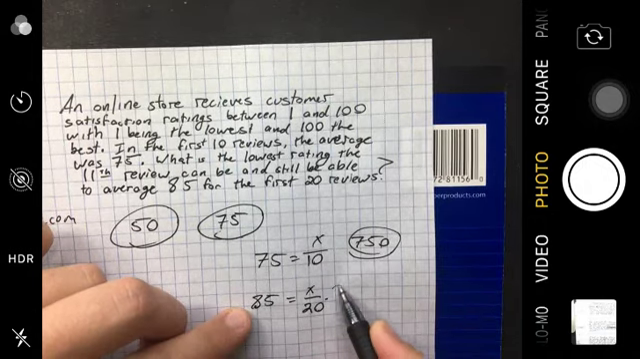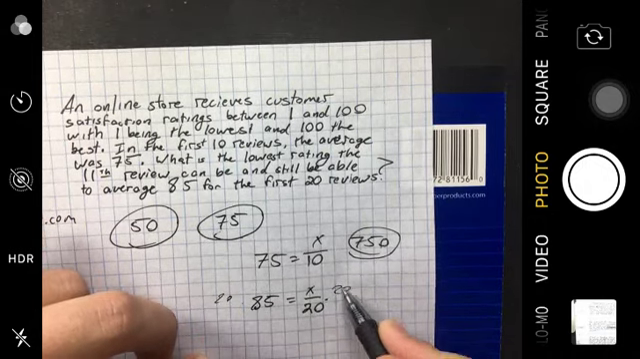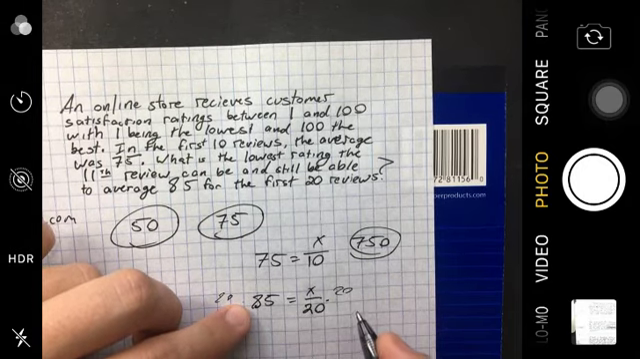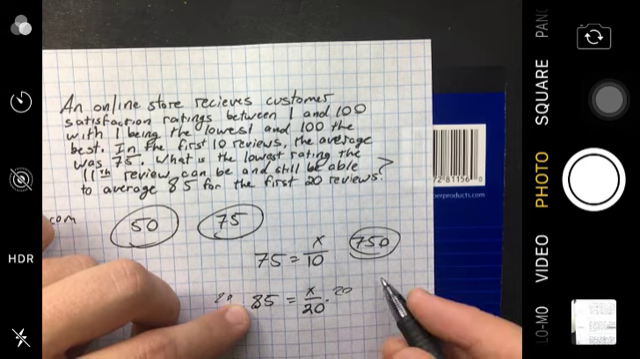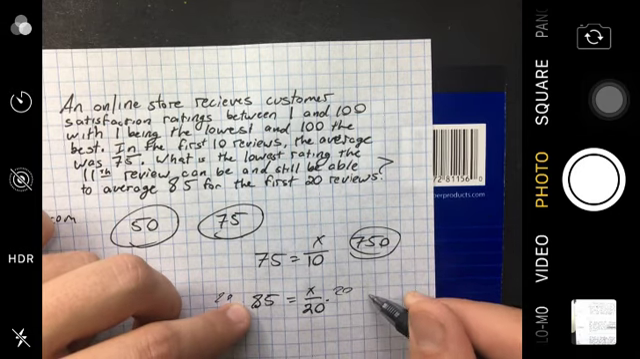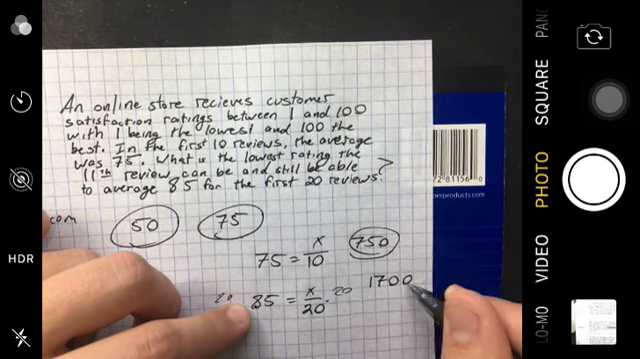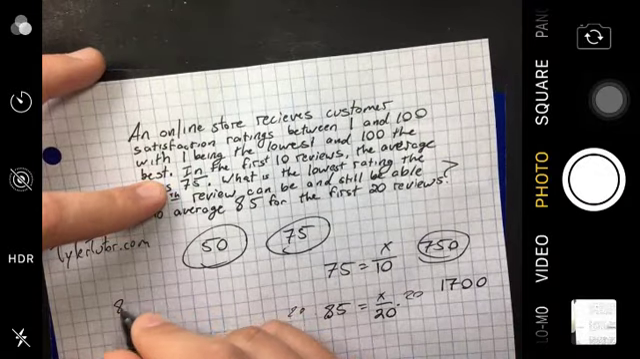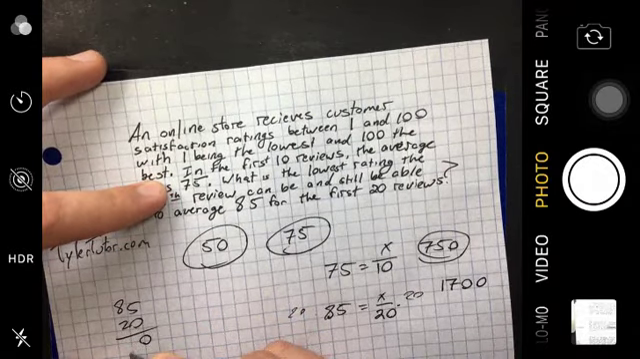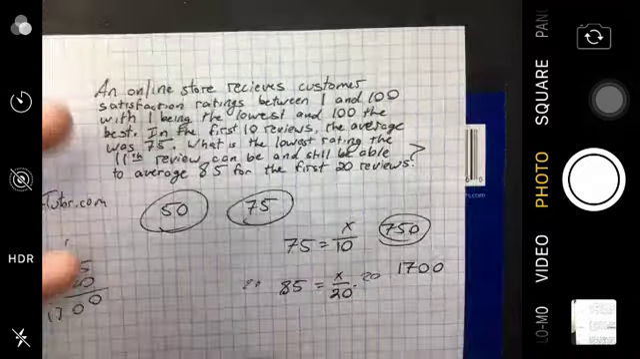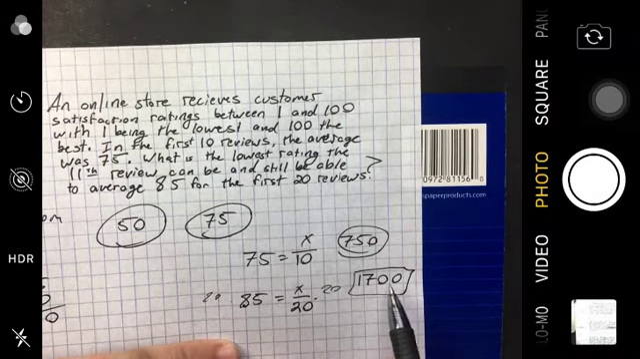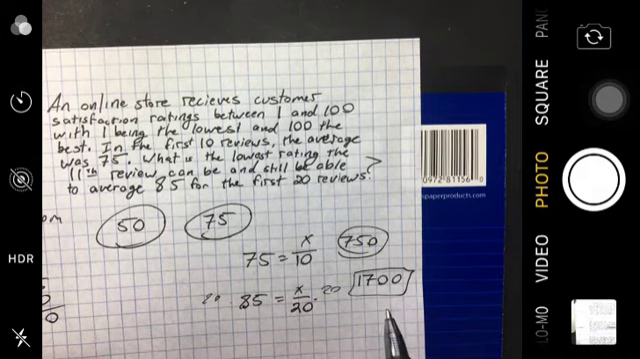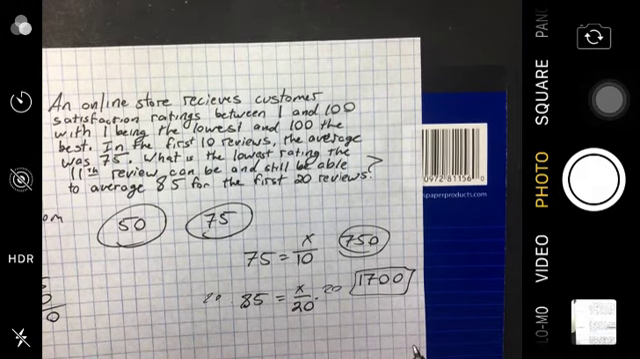So we're going to multiply by 20 on each side. 85 times 20, that's 1700? Does anyone check my math there? Yeah, okay, so 1700. So this is the sum after 20 reviews.